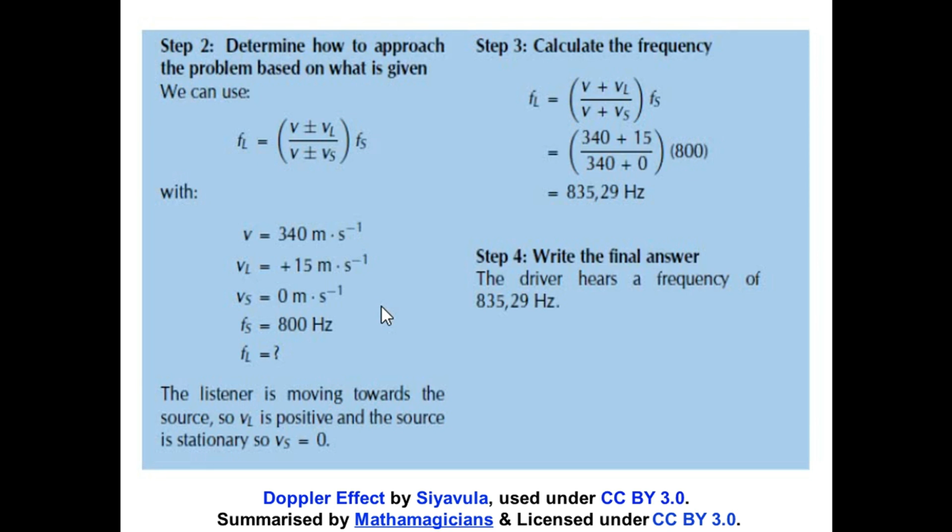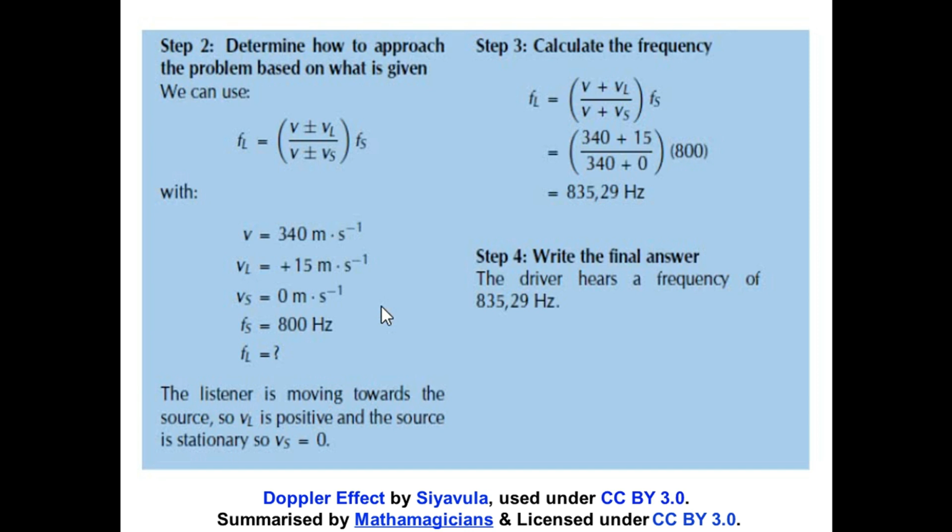Again, they've analyzed the problem where they've stated everything that they need. V is equal to 340 meters per second. VL is equal to 15 meters per second. VS is 0 meters per second. FS is 800 hertz. And FL, the frequency of the listener, is unknown. That's what we're trying to obtain. The listener is moving towards the source, so VL is positive, as we've already discovered. And the source is stationary, so VS is 0 meters per second, which we also uncovered earlier.